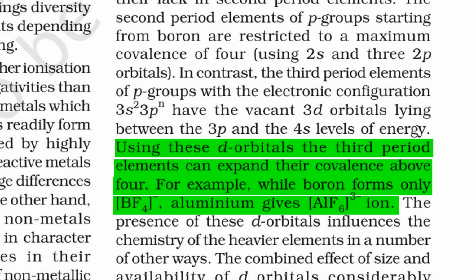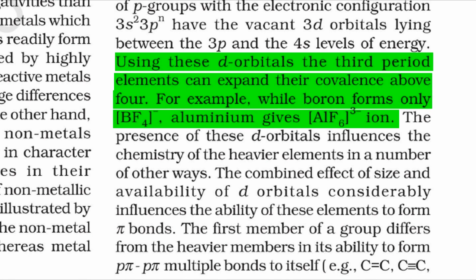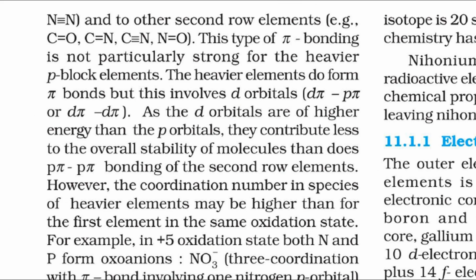So covalency is the number of covalent bonds that an element can form. So here boron has maximum covalency of 4 and aluminium can expand its covalency by using d orbitals up to 6. And the other thing in this paragraph is the pi bond formation. Lighter elements form p pi-p pi multiple bonds, whereas heavier elements form d pi-p pi and d pi-d pi multiple bonds. Because lighter elements do not have d orbitals, they can't form d pi multiple bonds, so they only form p pi-p pi, and heavier elements form d pi-p pi and d pi-d pi multiple bonds.